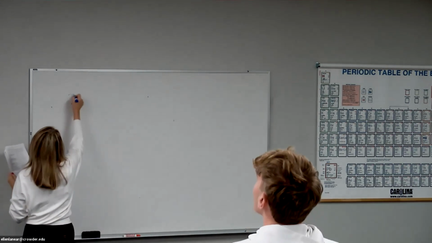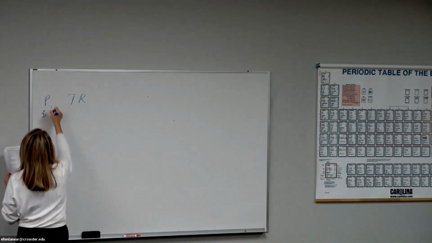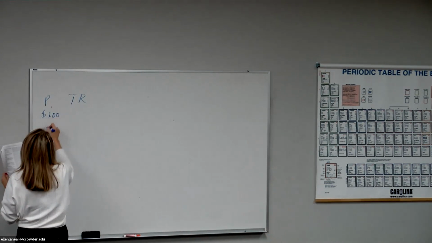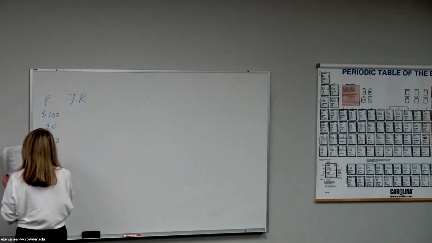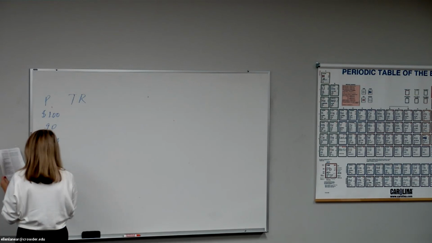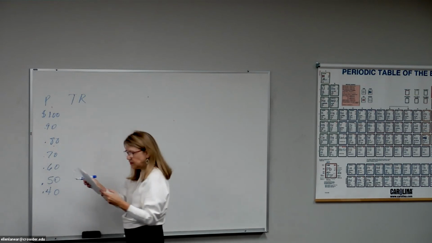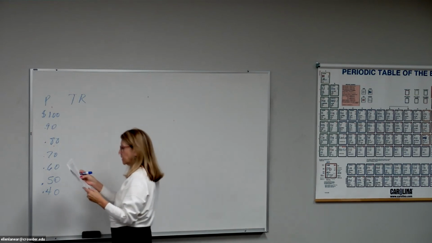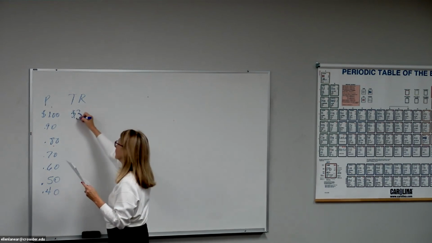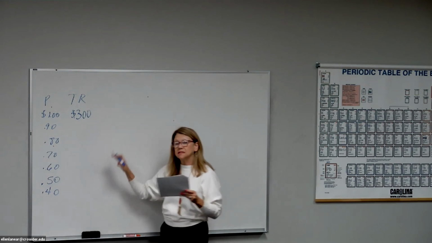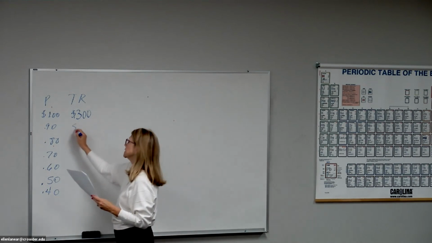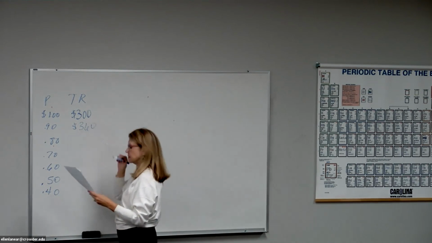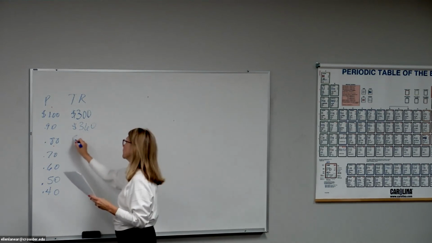So total revenues at each one of these prices: $1, 90 cents, 80, 70 cents, 60, 50, 40. So total revenue at $1 times 300, we've got total revenues of 300, and we're going to be able to see elasticities with this as well. So 90 cents times 400 is 360. 80 cents times 500 is 400.